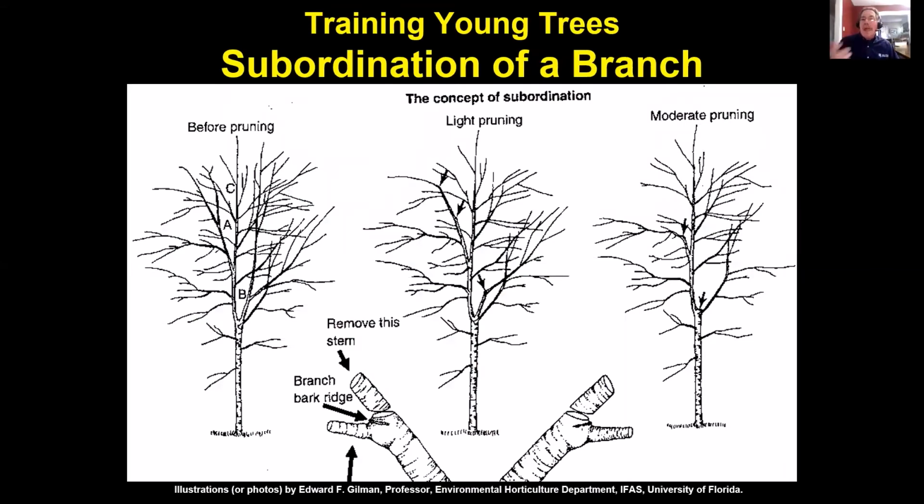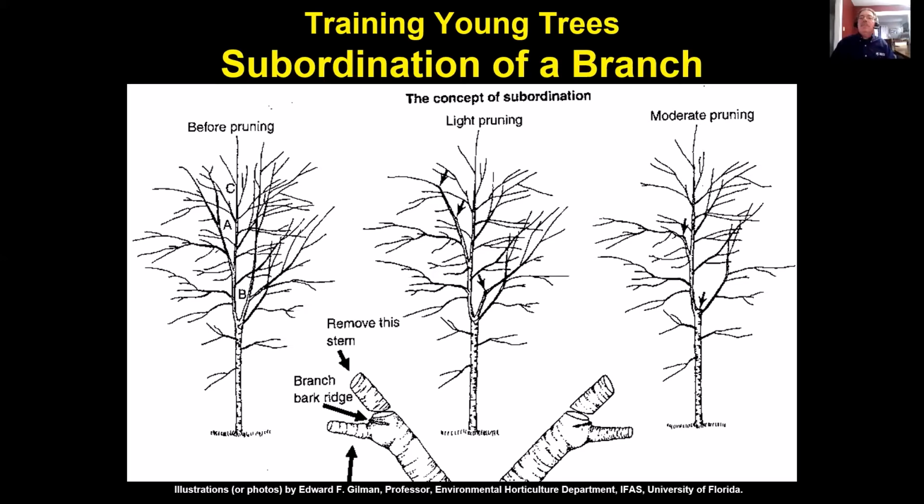So let's talk about how we maintain a central leader through this process called subordination. Now, subordination means we're not going to cut the codominant stem out completely. We're going to make a reduction cut, take some of it away, slow its growth down, and let the central leader go. Okay. And you can see in the middle is sort of a light pruning, and then you have a moderate pruning. And I liken those to, okay, I've got a good budget and I know I'm going to come back to this tree in 3 to 5 years.